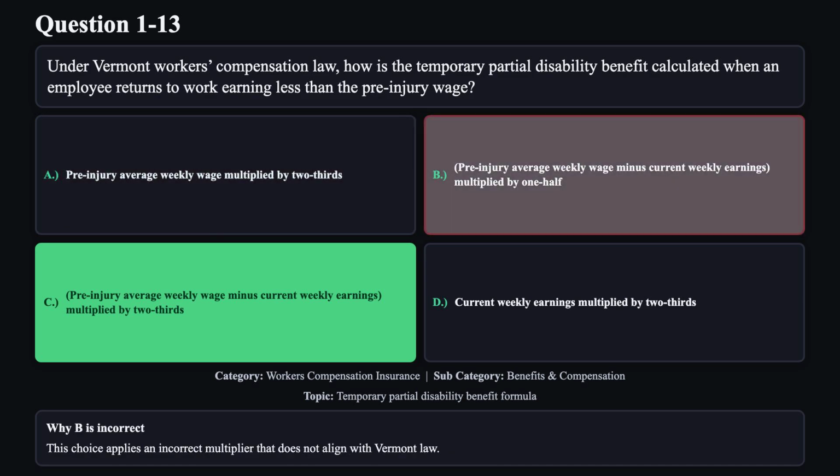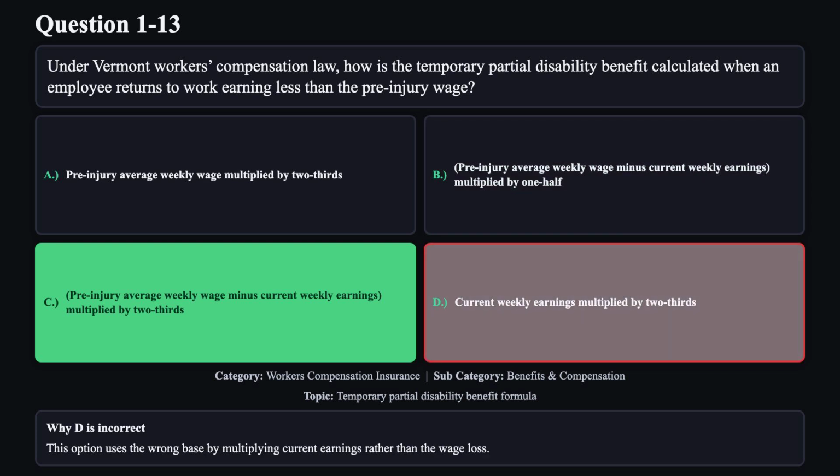Reason B is not correct. This choice applies an incorrect multiplier that does not align with Vermont law. Reason D is not correct. This option uses the wrong base by multiplying current earnings rather than the wage loss.